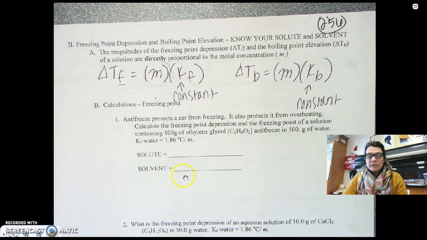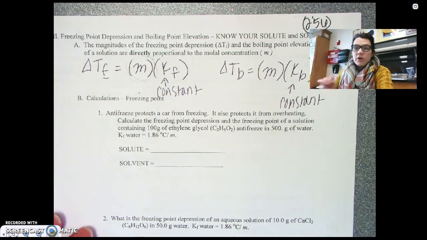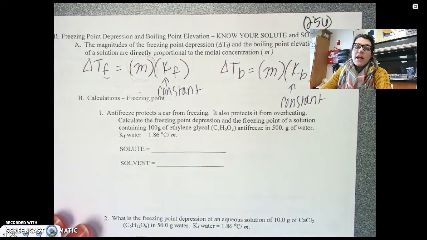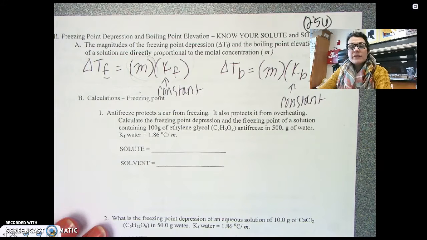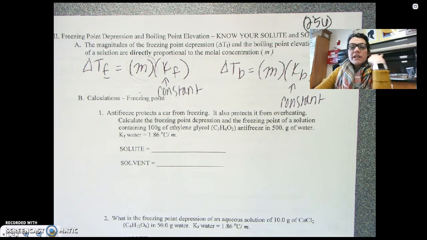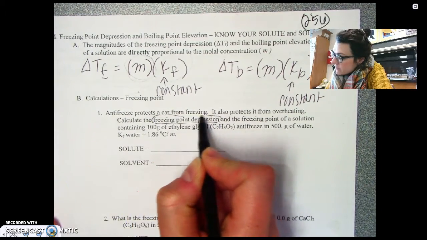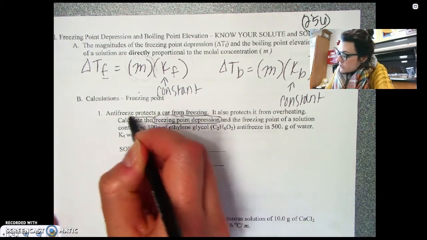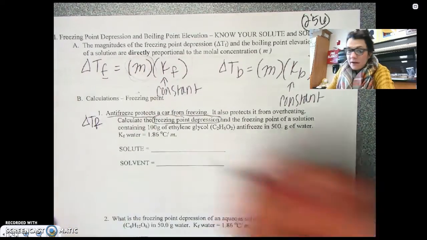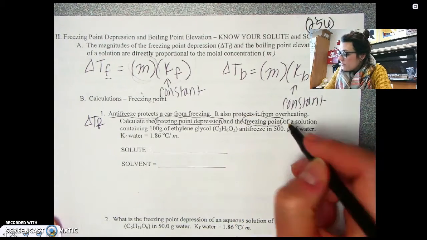So let's look at some problems here. Antifreeze protects a car from freezing. That's why it's in your car. It also protects your car from overheating. So antifreeze uses this idea of colligative properties to keep your car at an okay temperature. We're going to calculate the freezing point depression and the freezing point of a solution. So I'm ultimately calculating the freezing point depression, which is the delta T of F that I'm trying to solve, and it wants the new freezing point of my solution.